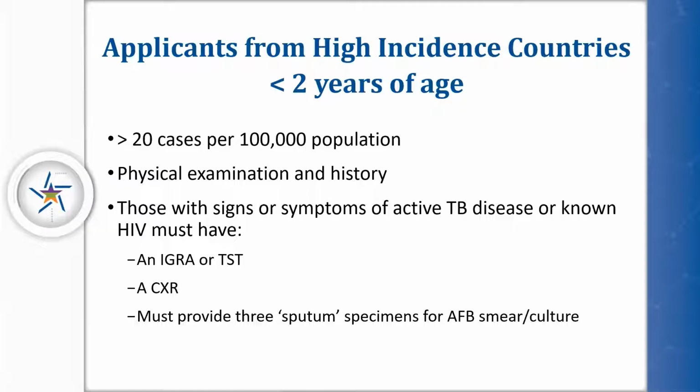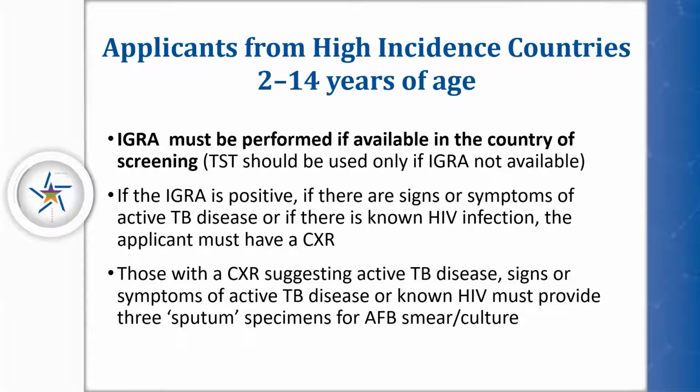But anyway, they must also have a chest x-ray, and then they must provide, we say 3 sputums, but that would likely be in the form of a gastric aspirate. Or if you can induce sputum on a toddler, there are some videos available, and we will address that when we get to assessment of small children. You can induce a sputum from a small child or do a gastric aspirate, but there must be 3 respiratory specimens provided.